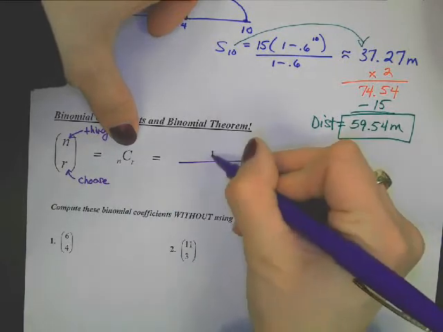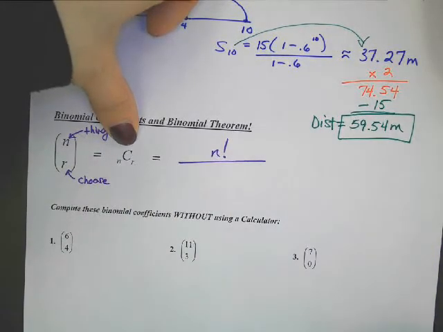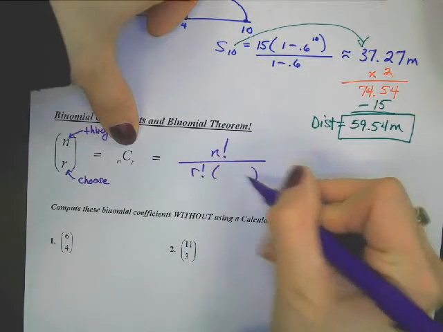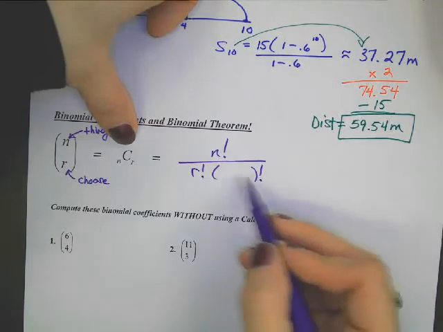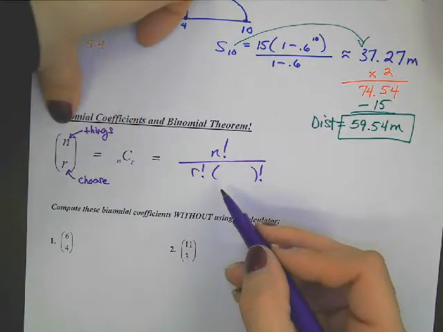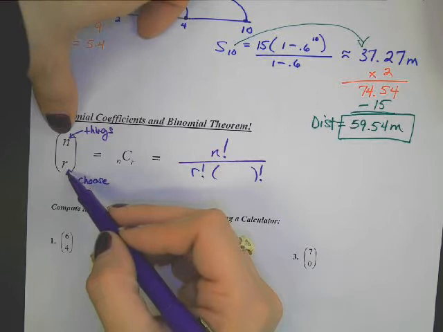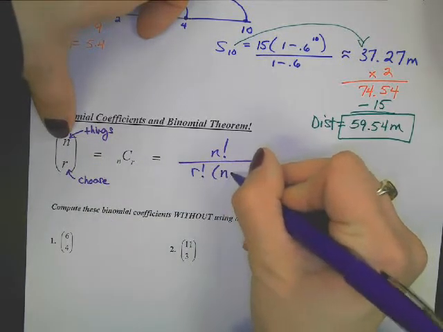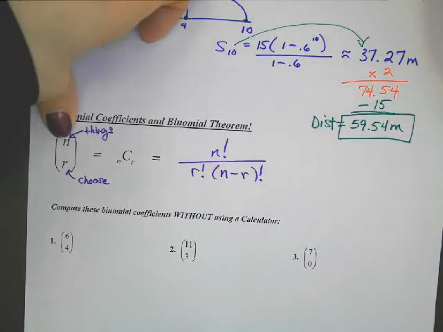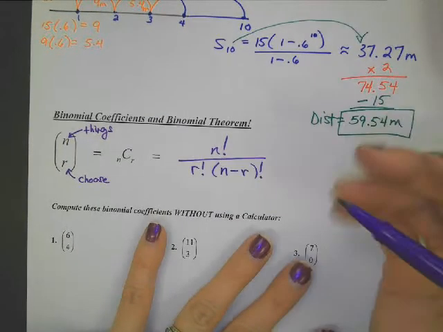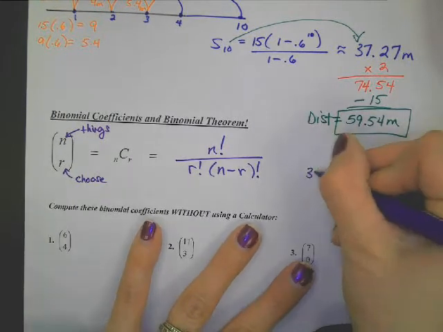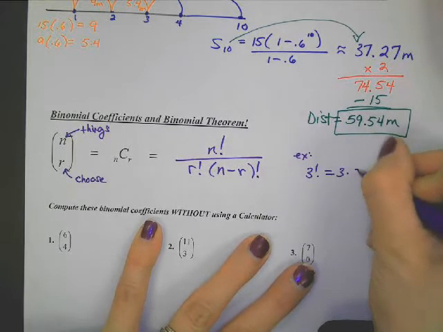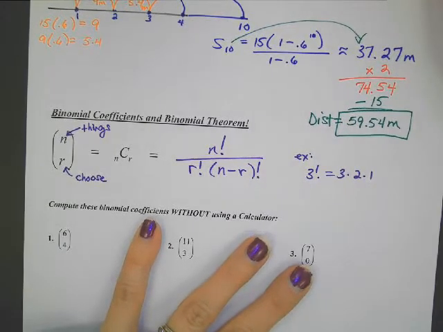In the numerator, it's n factorial, and then divide by R factorial, and then the difference factorial. Now, which number is always going to be the bigger number? The n number or the R number? The n one's always going to be bigger, or I guess it could be equal. So it's always going to be n minus R. And remember, factorial is not exciting. 3 factorial, this is a mathematical calculation, means 3 times 2 times 1, all the way down.